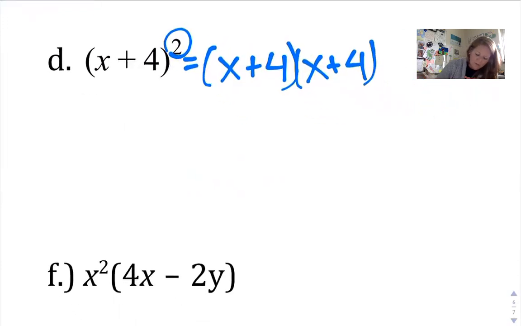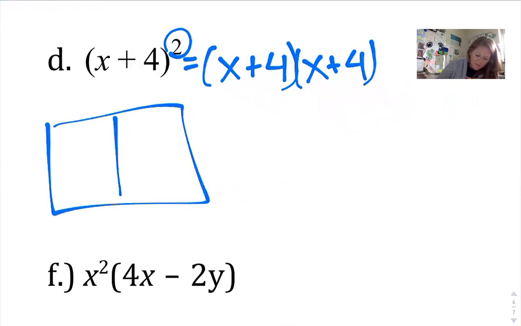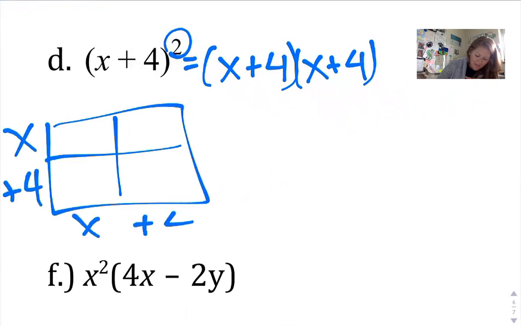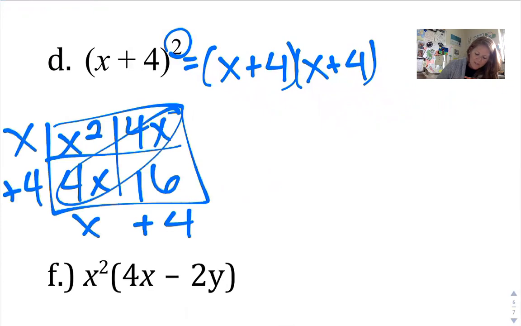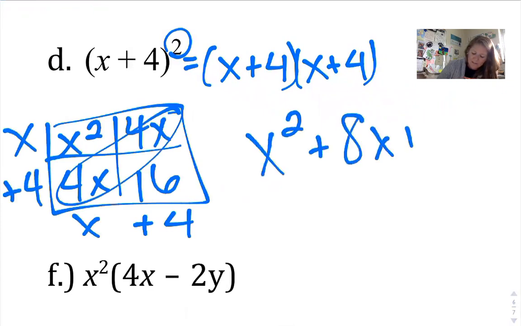So we are going to multiply. You could either do the FOIL method or you could do the rectangle. I'm going to do the rectangle, but it's up to you. We're going to multiply to get the inside pieces. And then we're going to combine like terms. So we have x squared plus 8x plus 16.